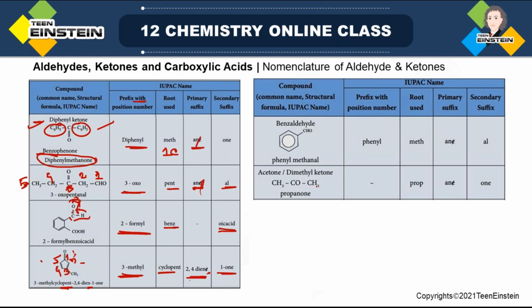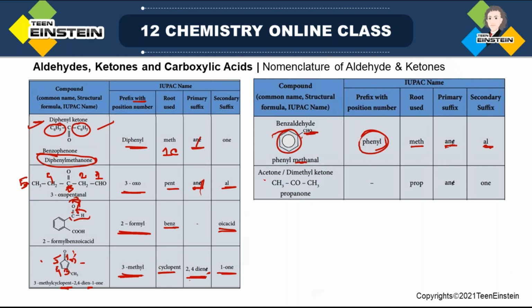Aromatic ring aldehyde, it is normally called benzaldehyde, the common name, but the IUPAC name, which is hardly used, is phenyl methanal. So it is single carbon, meth, which is the root word, primary suffix AN, and this phenyl group is considered as substituent. So that is why phenyl. Don't need to write the position of phenyl because there is only one carbon, and methanal.